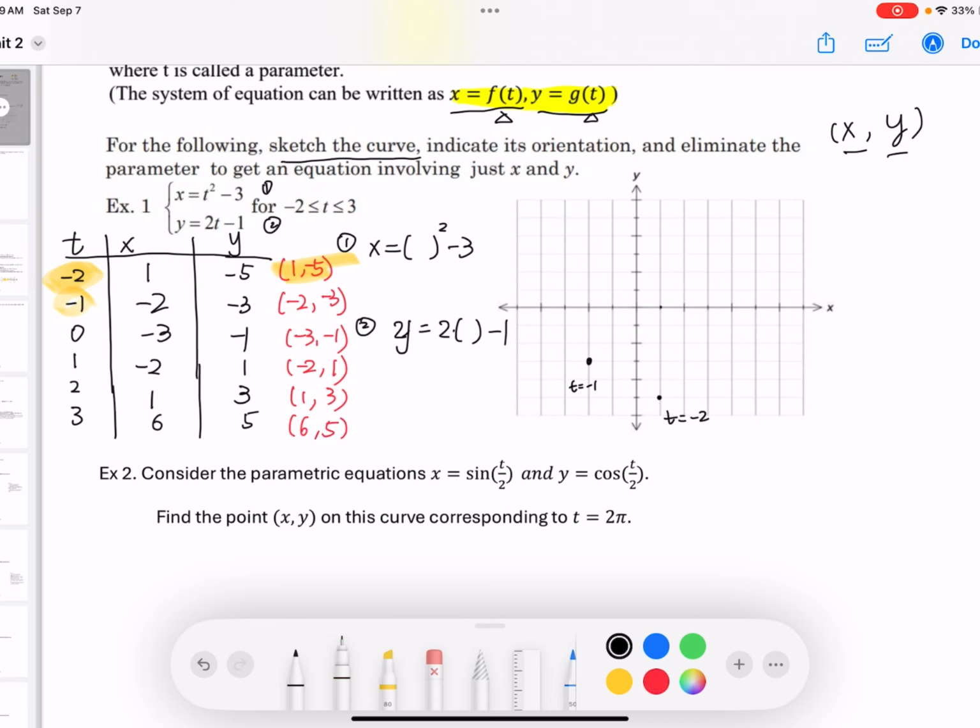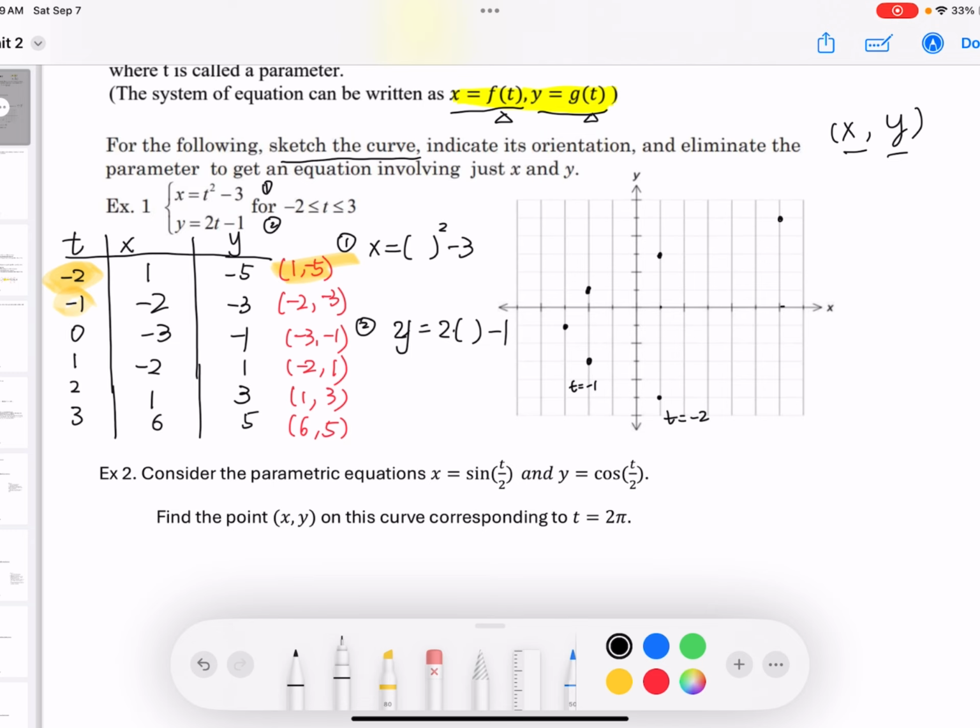Let's plot the points. So t is equal to 0, and the (x, y) value is (-3, -1). The fourth point is (-2, 1). And the next point is (1, 3), then (6, 5).